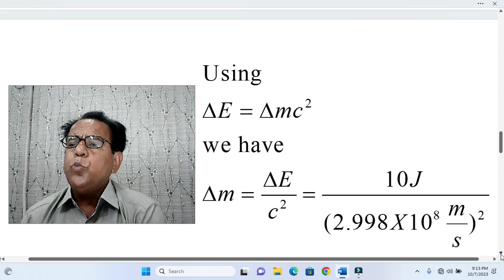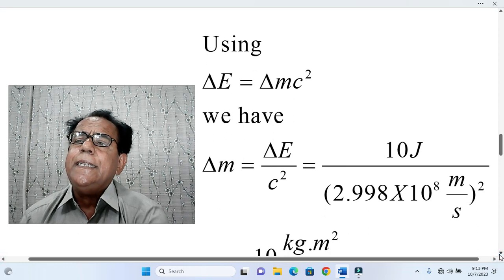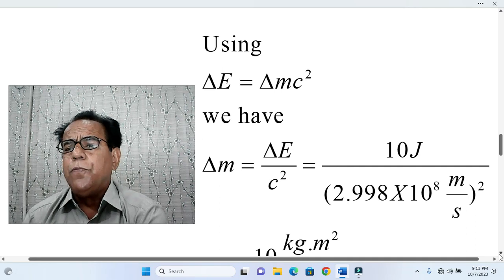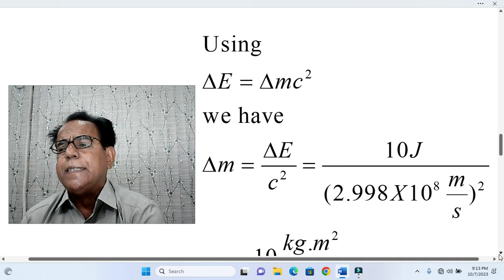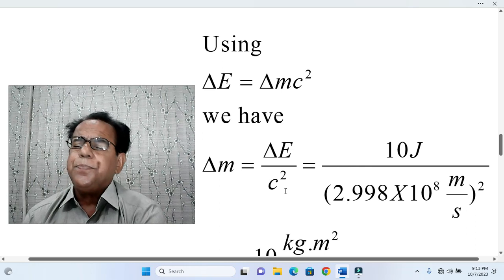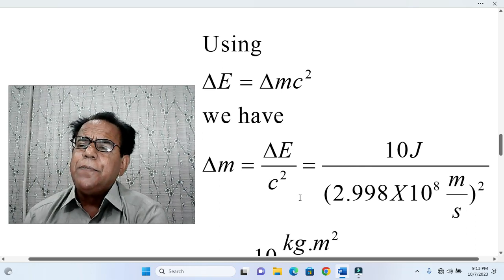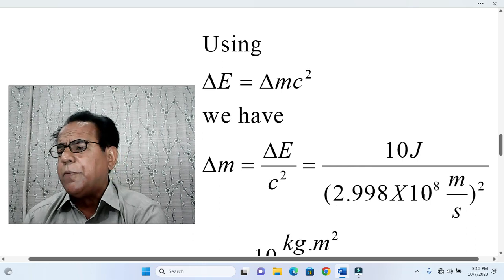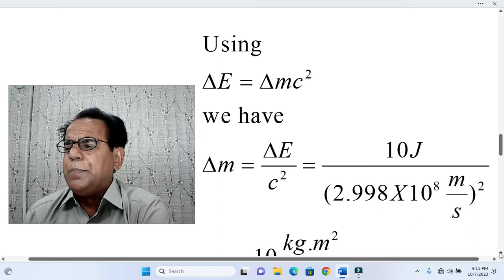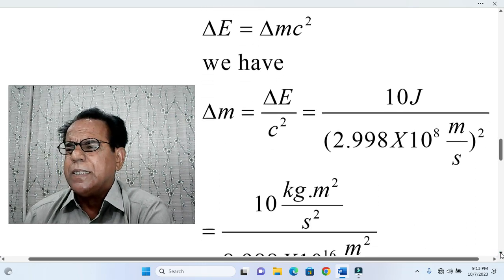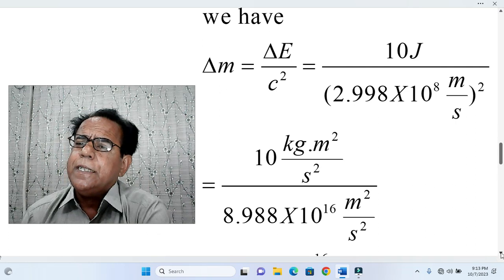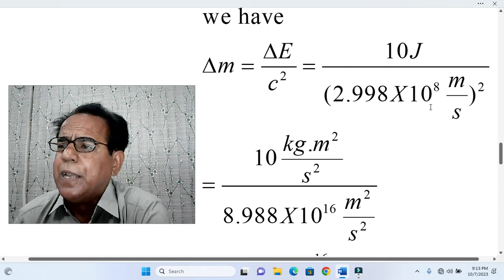Now using this expression that delta E is equal to delta M C square, if we keep delta M on one side, it becomes delta E over C square. Delta E is given as 10 joule. While C, sometimes we take the value of C as 3.0 into 10 raised to the power 8 meter per second, sometimes 2.998. It does not make very much difference. So delta M is equal to this over C square, where in place of C we have used its value.